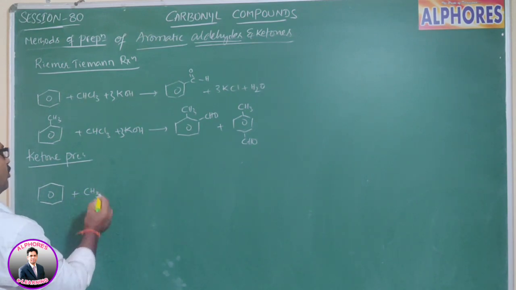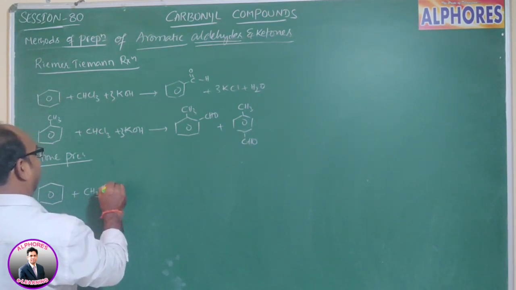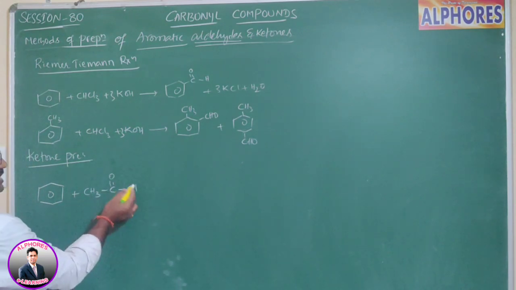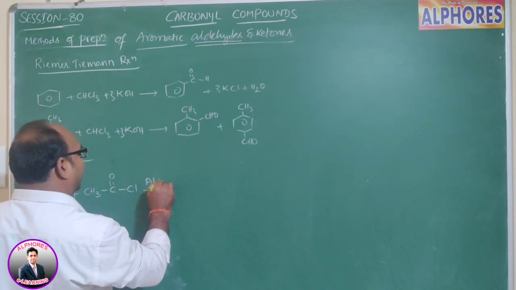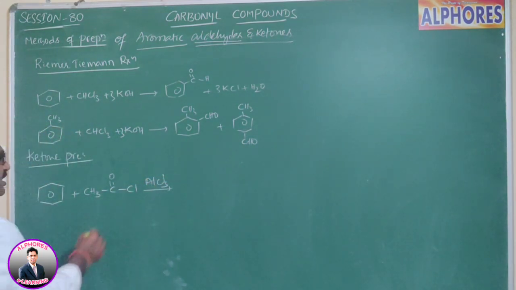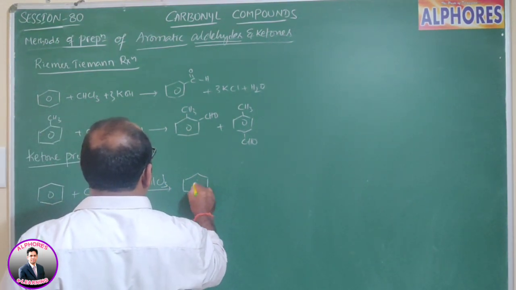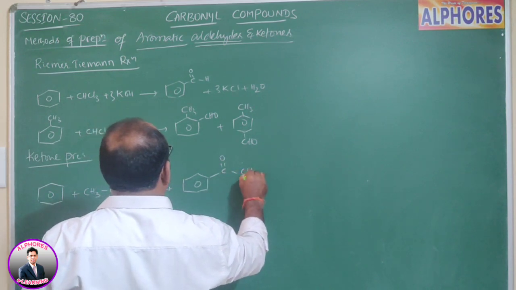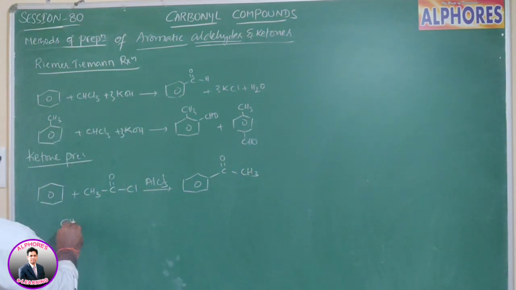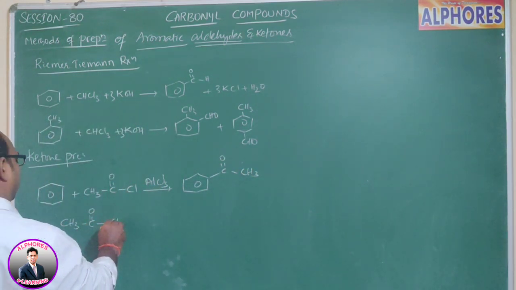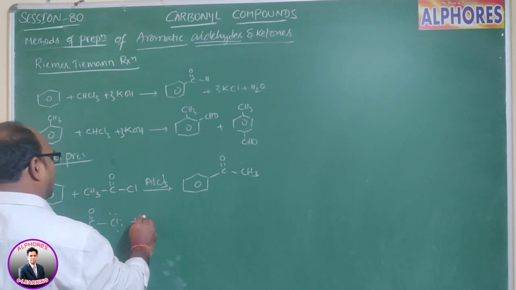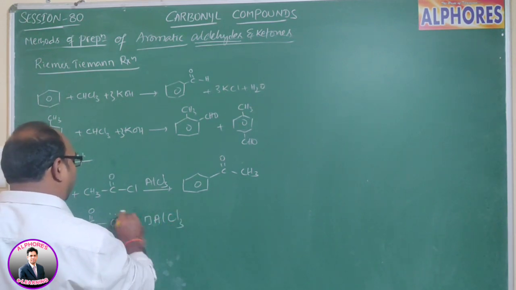Benzene reacts with acyl chloride, CH3COCl, in the presence of anhydrous AlCl3 or FeCl3 catalyst. Here the acylium carbocation forms, and we get acetophenone, C6H5COCH3. The intermediate is CH3COCl. This Cl donates an electron pair to the vacant orbital of aluminum chloride.